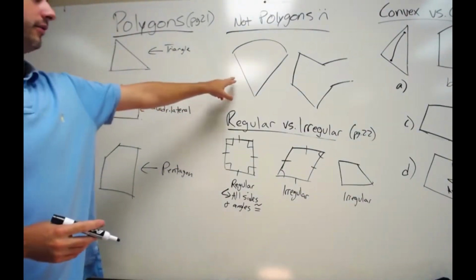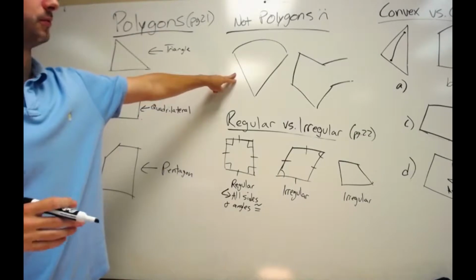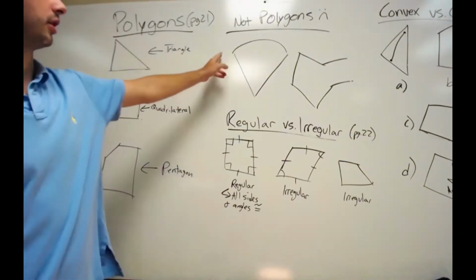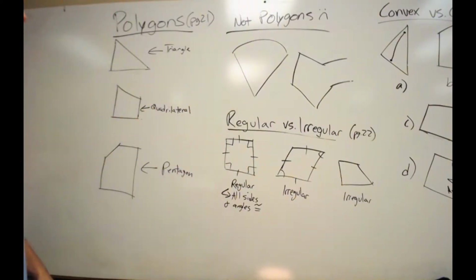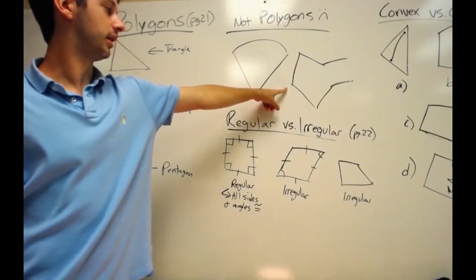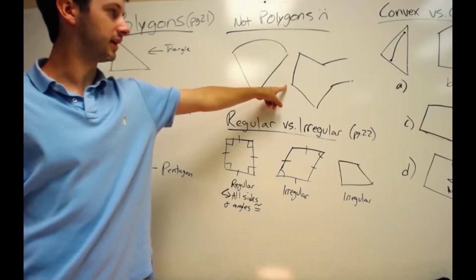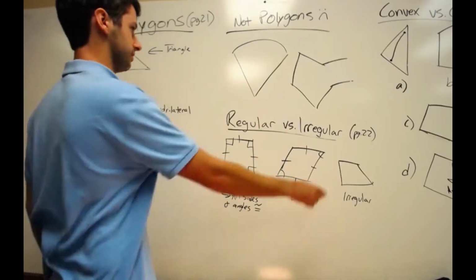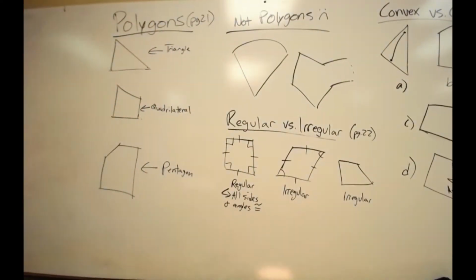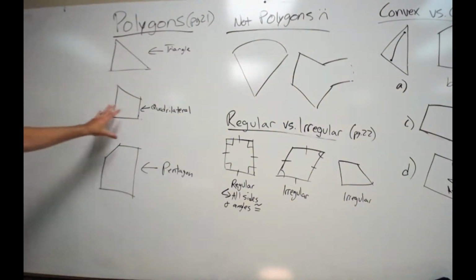You have this shape right here, looks like a cone, and this is not a polygon because of the curve on the top. It's not a straight edge, and so therefore it is not a polygon. And then the one right adjacent to it, this is not a polygon because it is not closed in. So since it is not closed in, it is therefore not a polygon. So polygons versus not polygons.